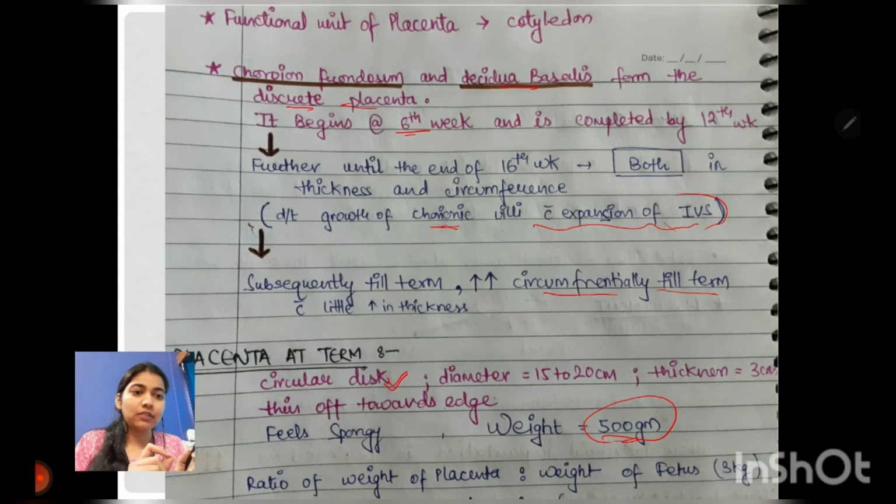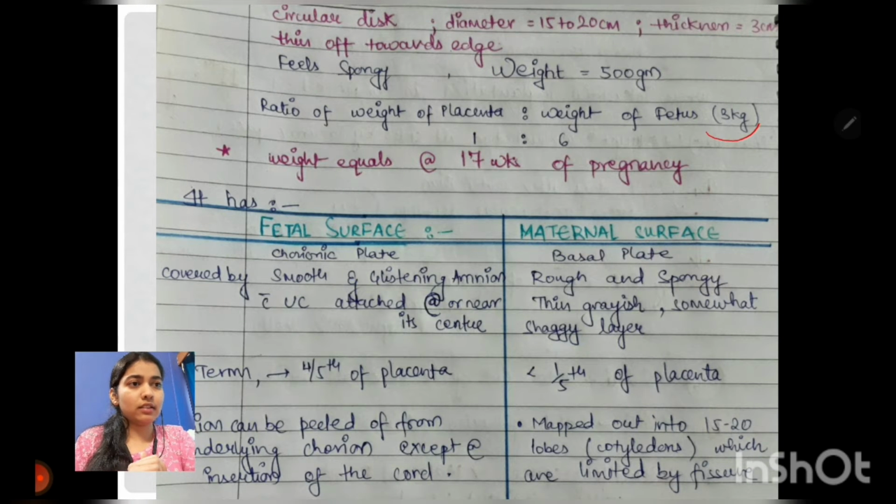The ratio of weight of placenta to weight of fetus, if you consider the fetal weight as 3 kg, will be 1:6. The weight of placenta is equal to the weight of fetus at the 17th week of pregnancy. The placenta has two surfaces, fetal surface and maternal surface. Fetal surface is the chorionic plate. Maternal surface is the basal plate. Maternal surface is rough and spongy and divided into cotyledons.